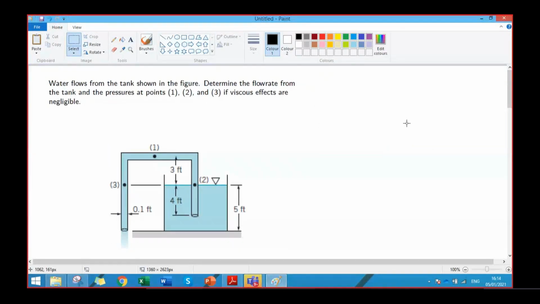So there is a water tank and there is a pipe, a U-tube shaped pipe, that is put into the tank, and then there is a flow generated in this pipe. You are required to determine the flow rate from the tank, the rate at which the flow will be happening, and the pressures at points 1, 2, and 3 if the viscous effects are negligible. Points 1, 2, and 3 are already defined, and you need to measure the pressures P1, P2, and P3 at these 3 points. Okay, how will you proceed with this problem? In order to calculate the flow rate, just a hint to you, you need to know the velocity at any of these points, at point 2, at point 1, or point 3.